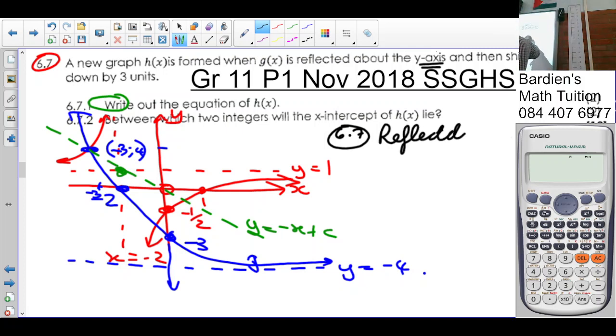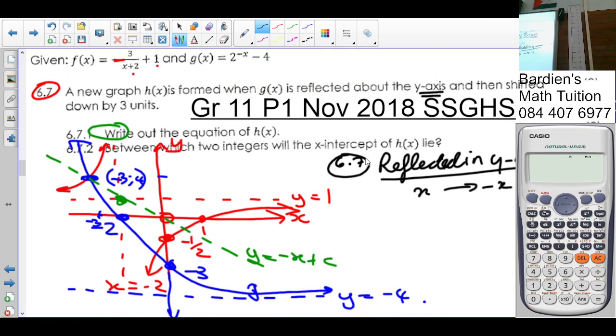Reflected in the y-axis, what's the rule? X becomes negative, not so? So, the g of x graph, what's the equation of g of x again? The g of x graph is 2 to the minus x minus 4.